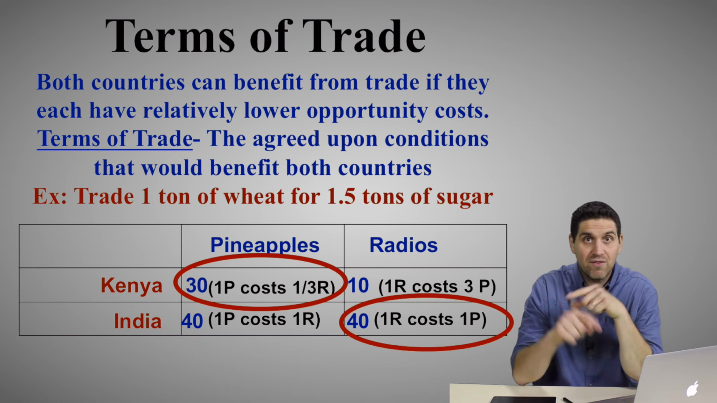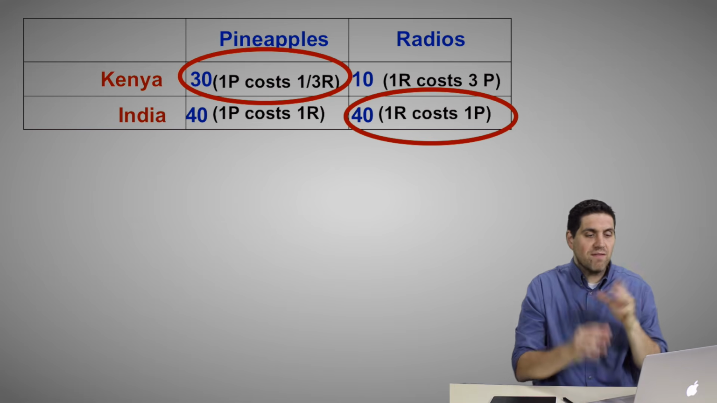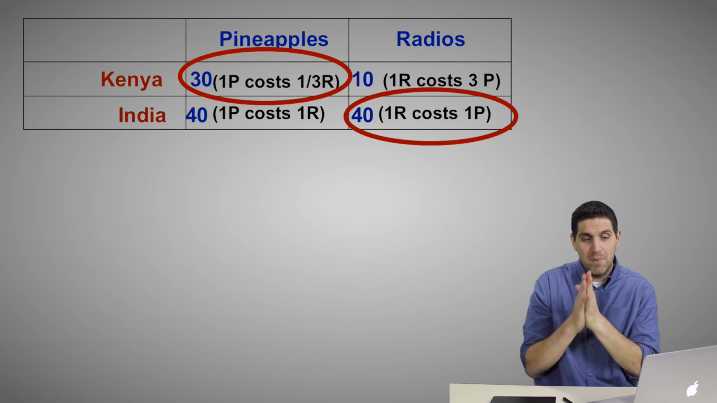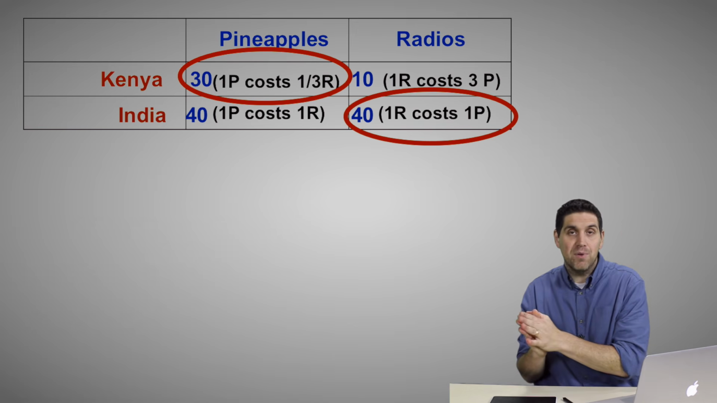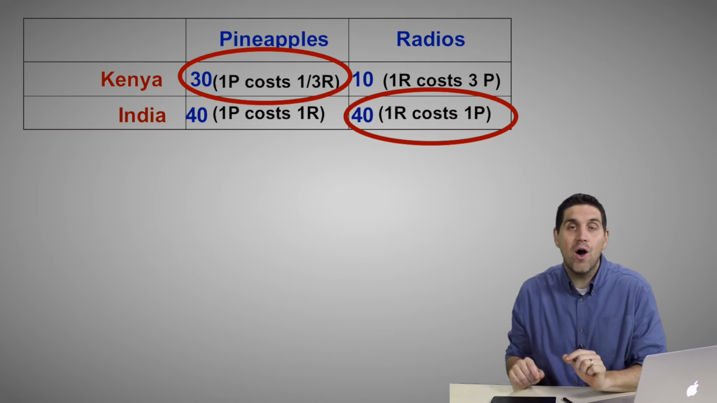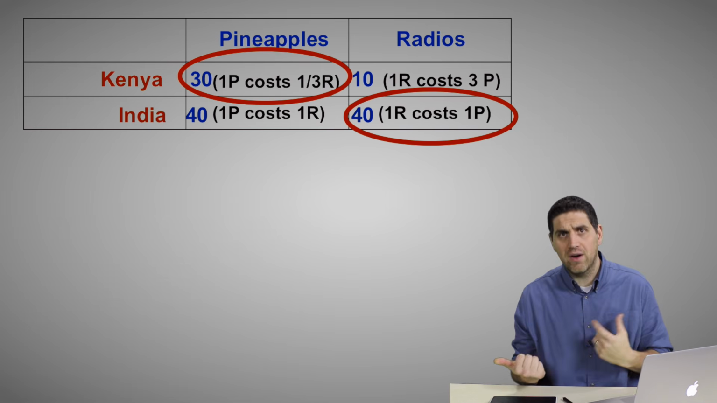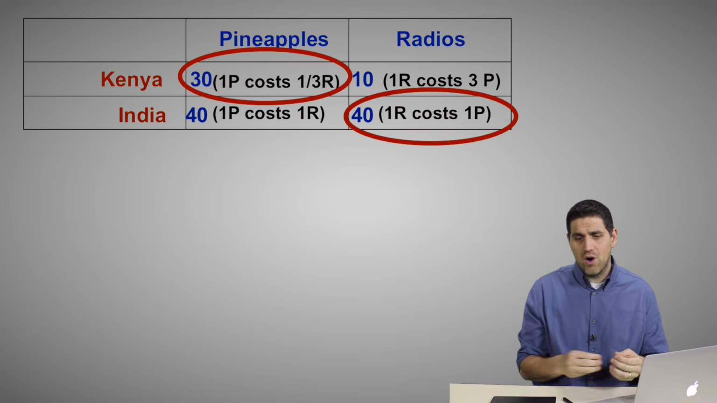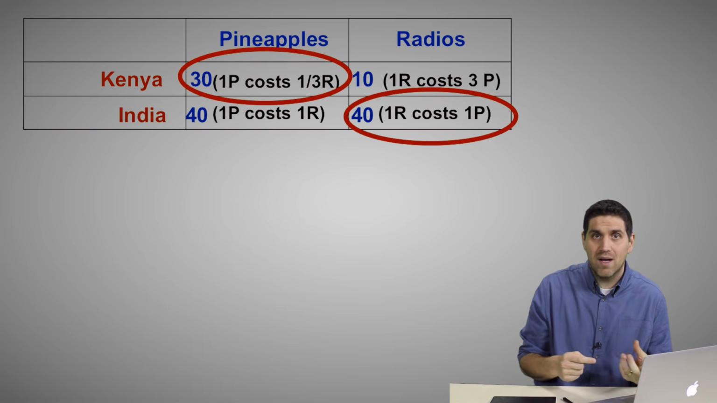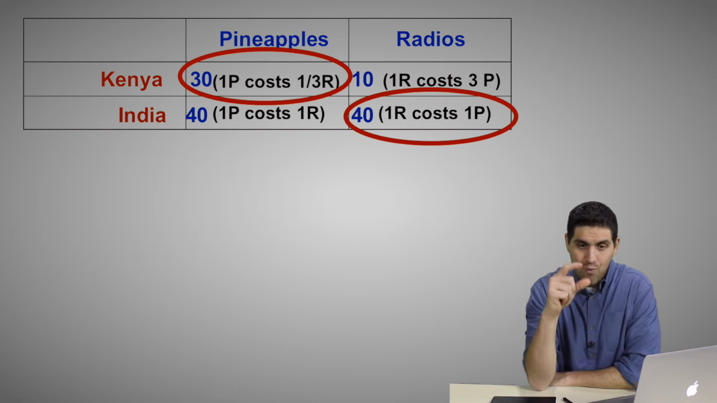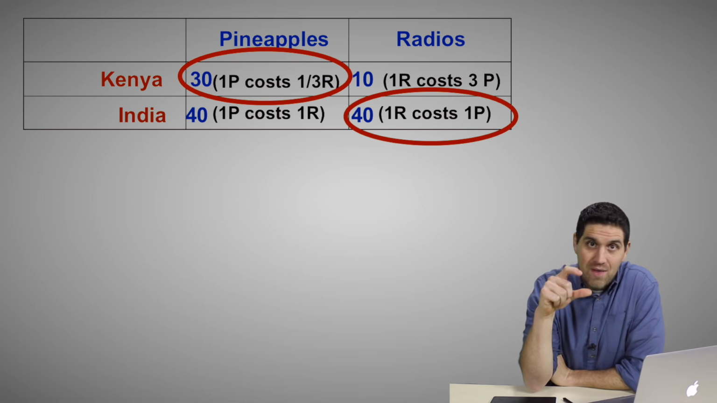But we're not done. Remember, we have to learn something called terms of trade. So we have to figure out each 1 radio can be traded for how many pineapples to benefit both countries. I'll tell you right now, 1 radio for 10 pineapples is good for one country, but not good for the other country. And 1 radio for like a half a pineapple is good for one country, but not the other. So there's a range. You have to get the right number in that range.